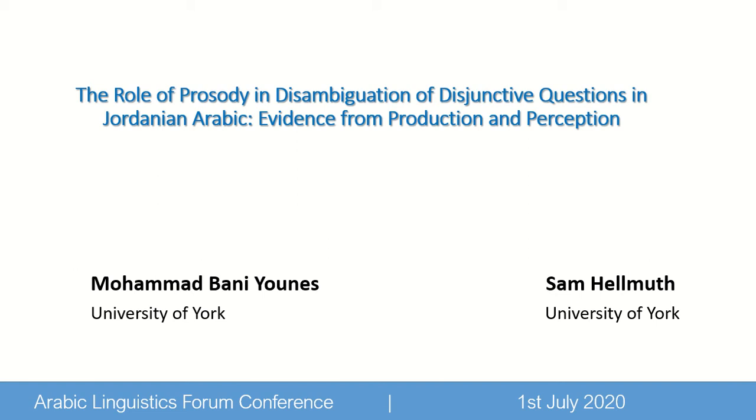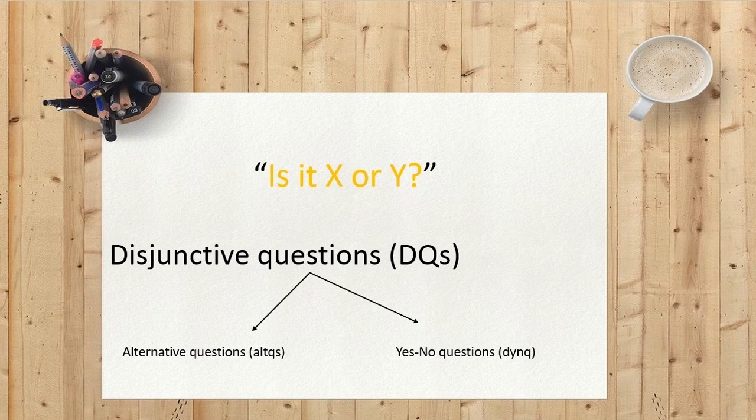I'm going to talk about the role of prosody in disambiguation of disjunctive questions in Jordanian Arabic, evidence from production and perception. Usually disjunctive questions take the form of is it X or Y, and these types of questions are divided into alternative questions and yes-no questions. What I mean by yes-no questions is disjunctive yes-no questions, because they have the X or Y, the disjunctive phrase.